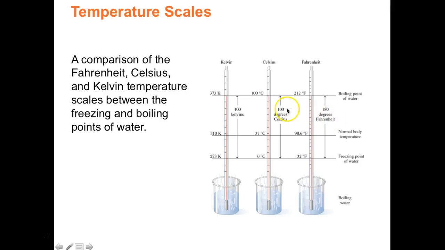On the other hand, between 32 and 212, it's 180 degrees. So 100 degrees centigrade is equal to 180 degrees Fahrenheit, which means that 1 degree centigrade is equal to 1.8 degrees Fahrenheit. This is body temperature: 37 degrees Celsius, 98.6 on the Fahrenheit scale.